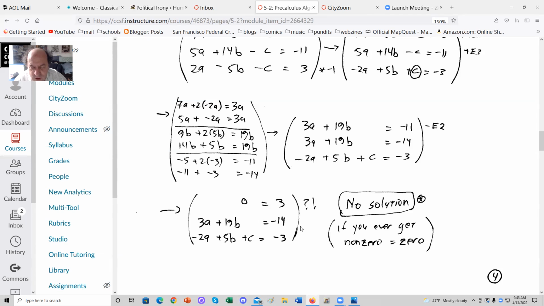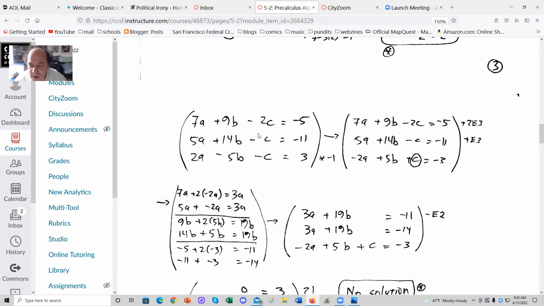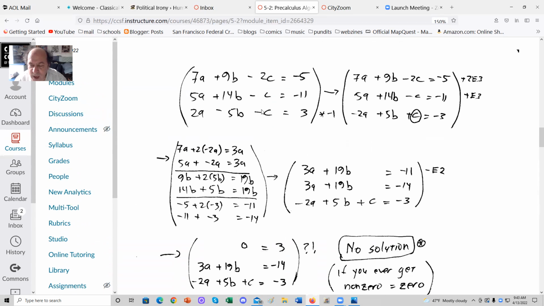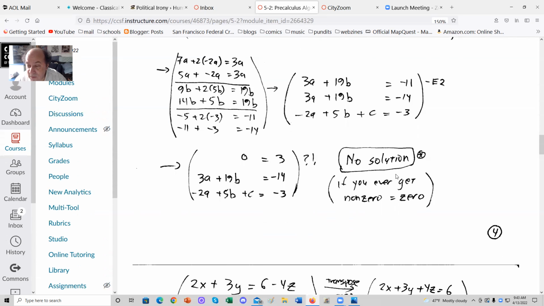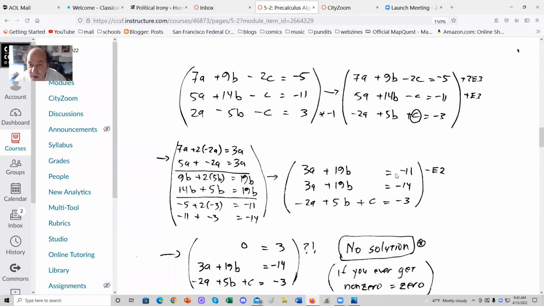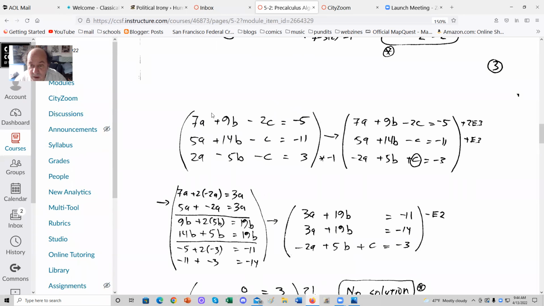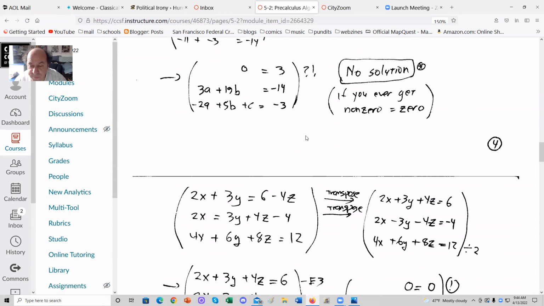Now, this other stuff is still along, but that doesn't matter because we got an absurdity here. So this original system has no solution, because if you assume one, you get 0 equals 3, and it's not. So there's no solution, which is what happens if you ever get a non-zero number equals 0. So this original system here has no solution.